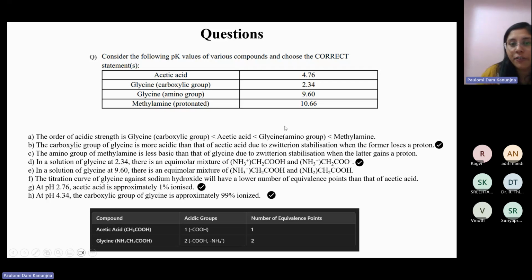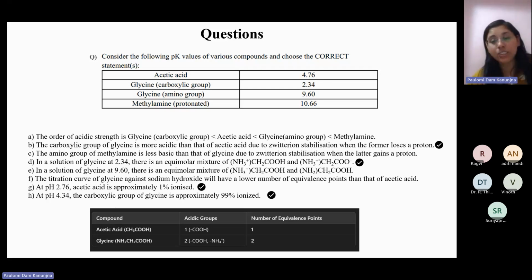At 4.34, if you look at the carboxylic group's pK of 2.34, it is at the higher end. So having 99% ionized molecules, or ionized carboxylic groups, makes sense. So this is correct. If G is correct, then H is also correct. Does anybody have any doubt here? And where do we have these values from?